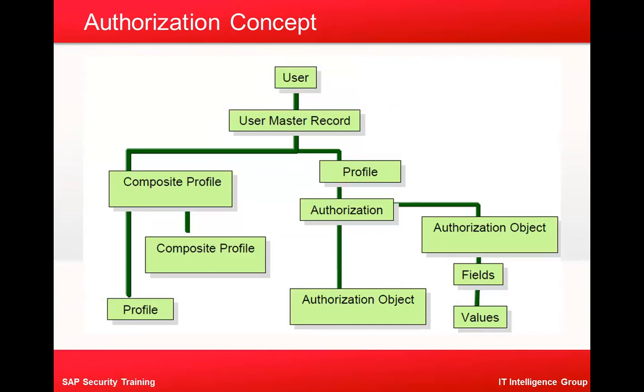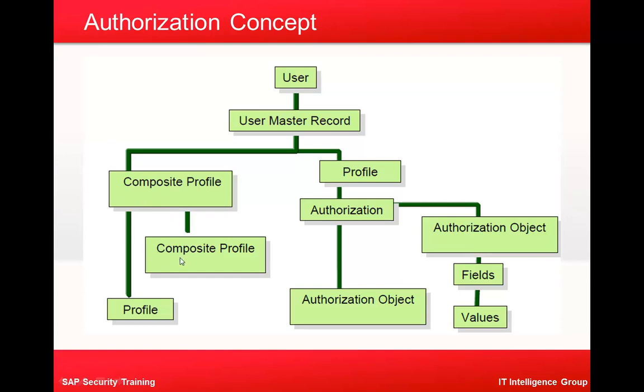Here is a hierarchical chart showing how the user has the user master record, and each user master record consists of a profile, multiple profiles, or a combination of profiles and composite profiles. Each profile has authorizations and authorization objects, and each authorization object has fields and values. So basically, authorization means permission to perform a particular function in the SAP system. It is achieved by assigning authorization profiles to users.